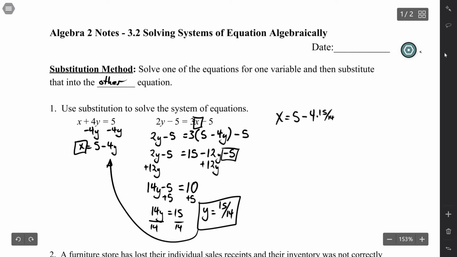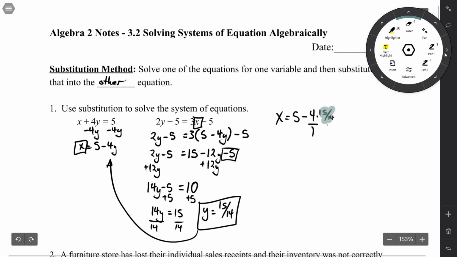So remember, when we're multiplying these fractions, we can think of this as a 4 over 1, and this 15 over 14 is just 15 over 14. We're going to multiply the whole thing together. Bottom gets multiplied across, and then top gets multiplied across as well. So the bottom's not going to change, but the top is definitely going to change. We'll have x equals 5 minus 60 over 14.